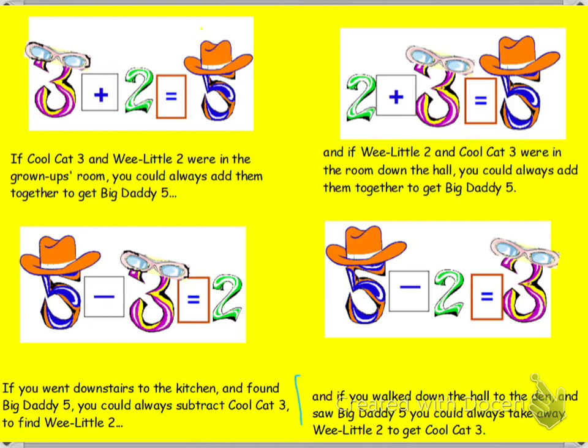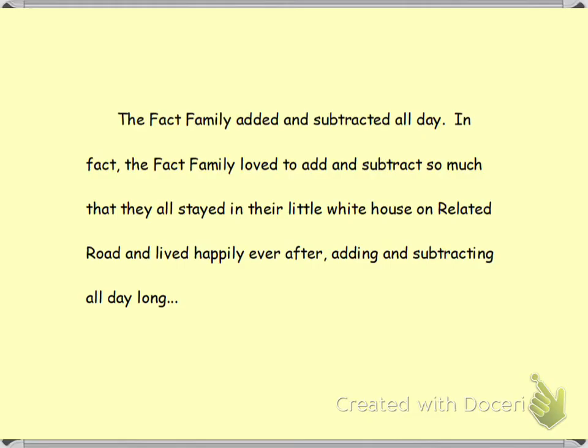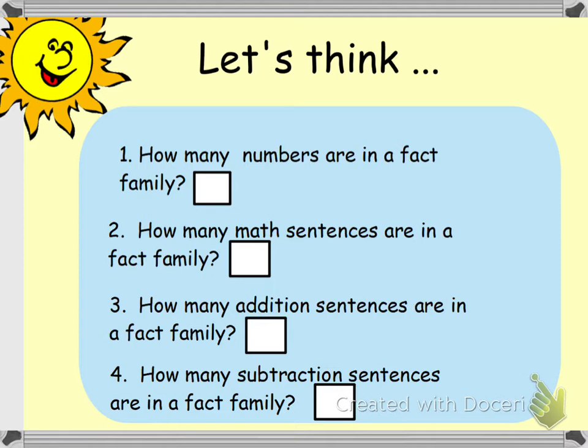And if you walked down the hall to the den and saw Big Daddy 5, you could always take away wee little 2 and get Cool Cat 3. So 5 minus 2 equals 3. How cool is that? And the fact family added and subtracted all day long. In fact, the fact family loved to add and subtract so much that they all stayed in their little white house on Related Road and lived happily ever after, adding and subtracting all day long. Ooh, I love telling that story, the fact family story.